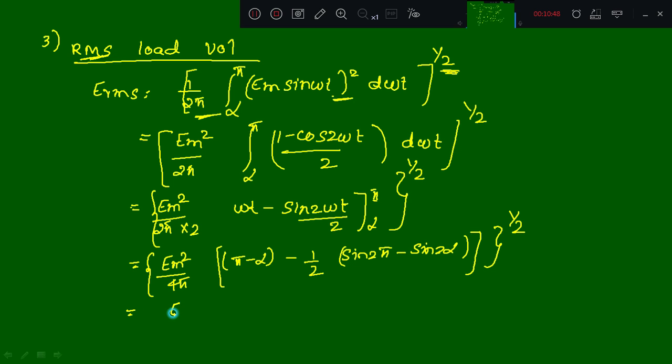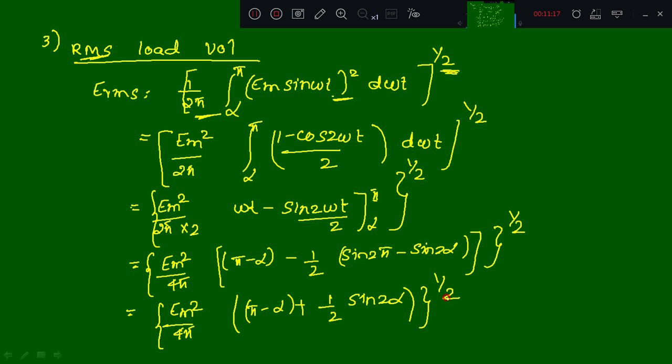If we simplify this one, we have Em square upon 4 pi into pi minus alpha minus half sine 2 pi, which is 0, and then minus sine 2 alpha, minus minus becomes plus, plus sine 2 alpha, raised to half. This is the expression for ERMS.